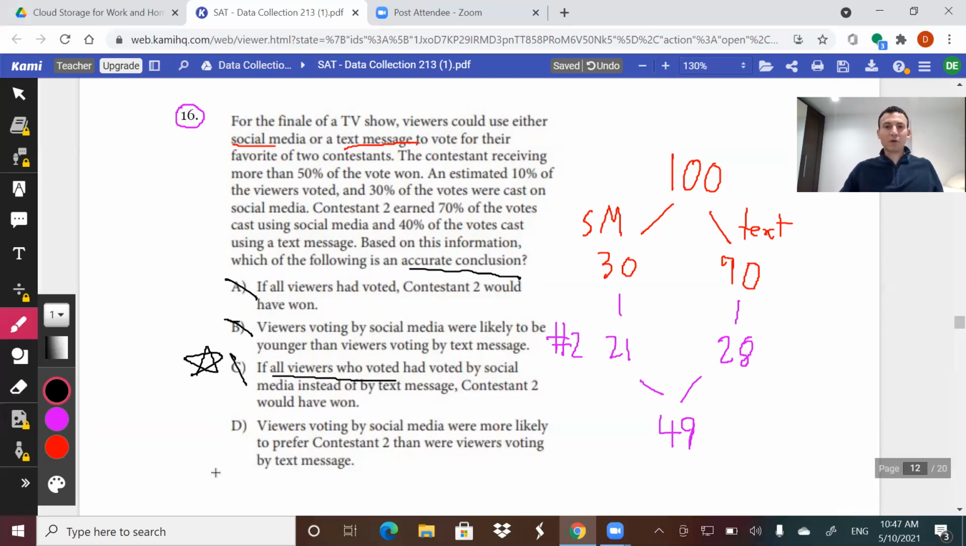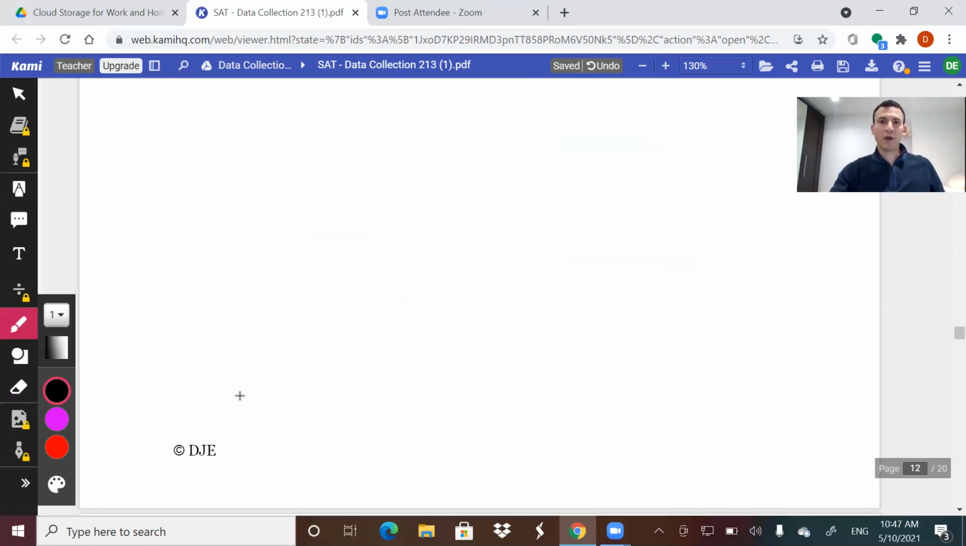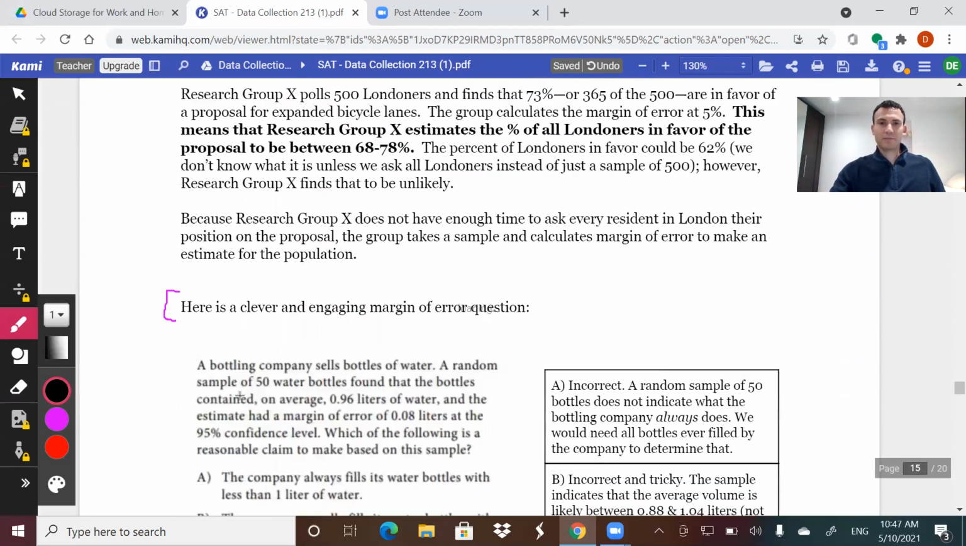And let's look at D. Viewers voting by social media were more likely to prefer contestant 2 than viewers voting by text message. Well, that we can very safely say, because out of all those who voted by social media, 70% voted for contestant 2. So D is very straightforward and very easy to support. C is a dangerous assumption that you just have to be careful with. Okay, let's go to the next section.